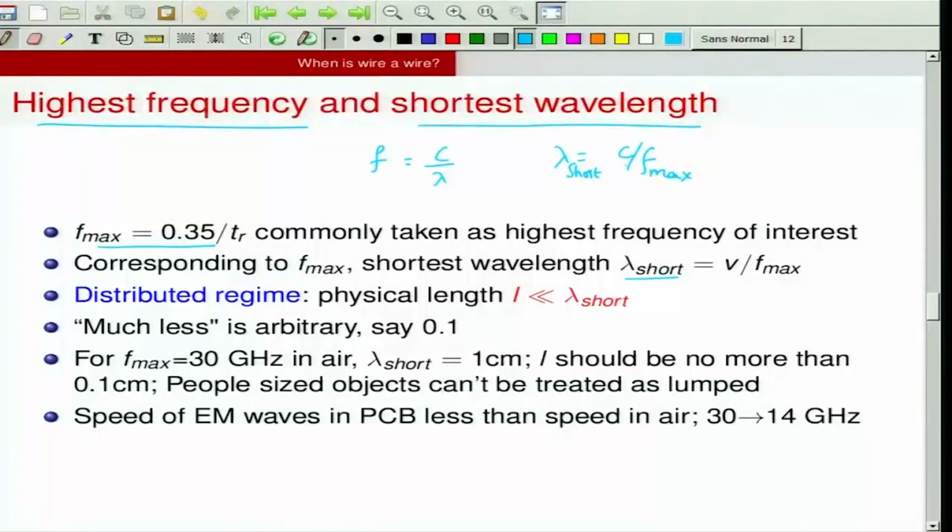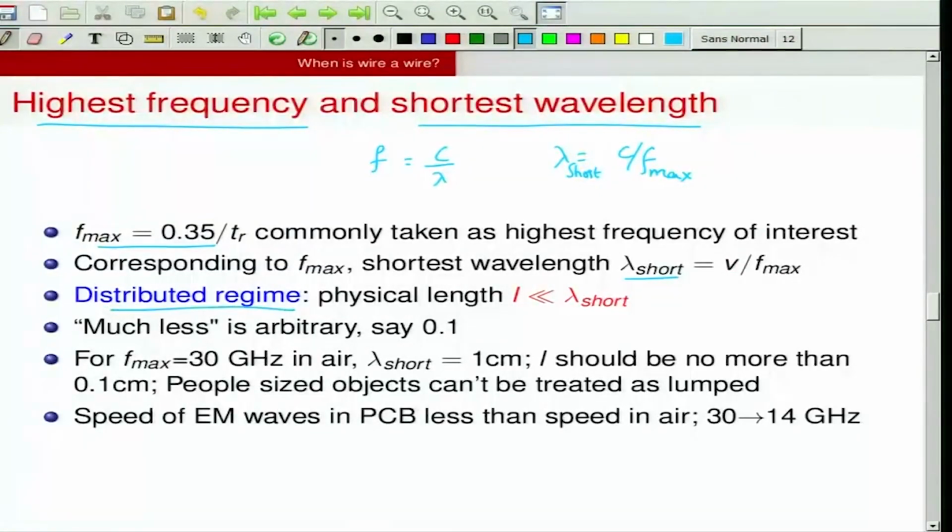I used here c by f max, assuming that we are considering free space propagation, but in case of a PCB, the velocity of waves will be much less than the velocity of light. So velocity of waves will be much less than the value of c, and you need to use the appropriate value for the velocity. So the shortest wavelength is given by v by f max.